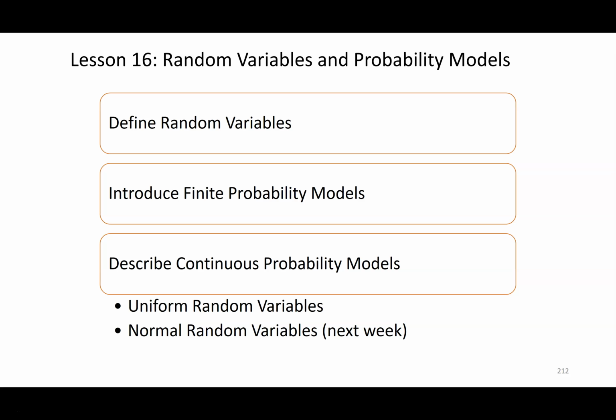Okay, welcome to lesson 16, our last lesson of the week. We are going to talk about random variables. We're going to describe what they are and give a couple of examples and do an intro to probability models. We'll look at uniform random variables this week. Next week, we'll start looking at normal random variables.